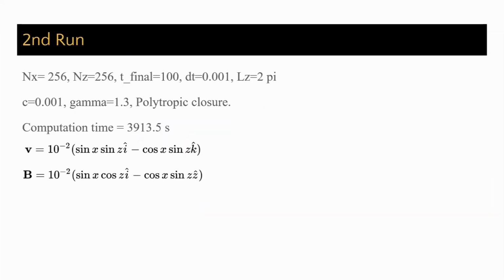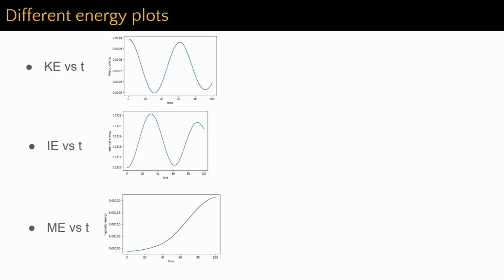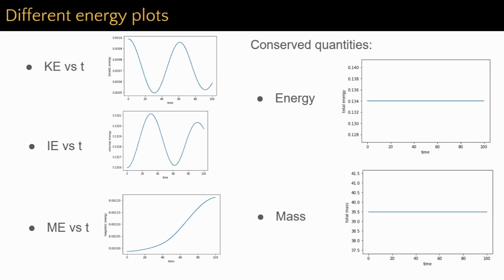For the second run, we consider a 256 by 256 grid with the same initial conditions and boundary conditions. This time, the computation took 3,913 seconds. Similarly, we get the plots for different energies, and again, the total energy and total mass are conserved.